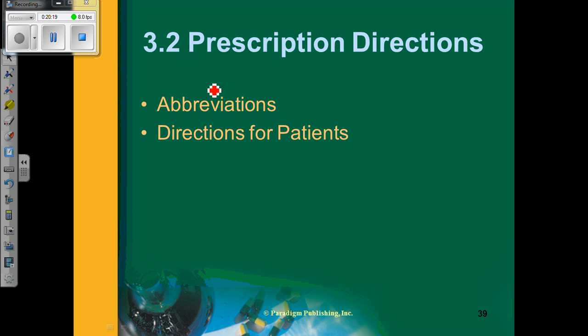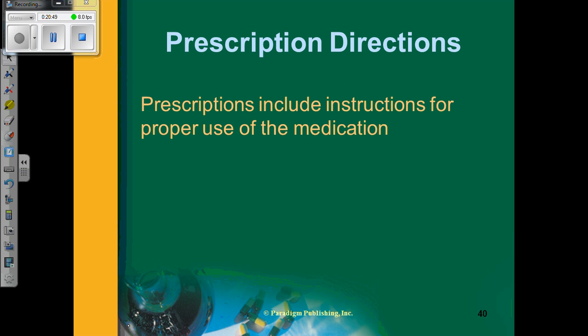Abbreviations save space on the prescription paper, and they also save time when writing the prescriptions. A lot of patients do not know what the abbreviations stand for, so it keeps patients from altering the prescription as well. You need directions for the patients, which is what the abbreviations are for. It is the pharmacy technician's job to interpret those abbreviations for the label.